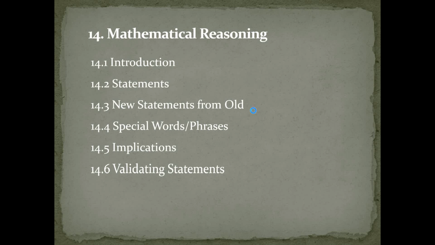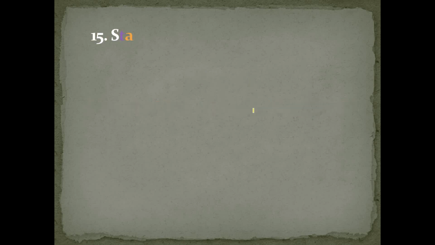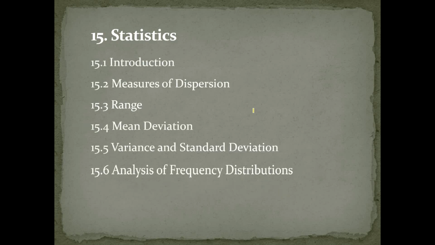Next unit is unit 6. Here you will deal with statistics and probability. Chapter 15 is statistics. Here we'll have an introduction. Then you'll study measures of dispersion, range, mean deviation, variance, and standard deviation of ungrouped and grouped data, and analysis of frequency distributions with equal means but different variances. These are the topics that you are going to study under the lesson statistics.